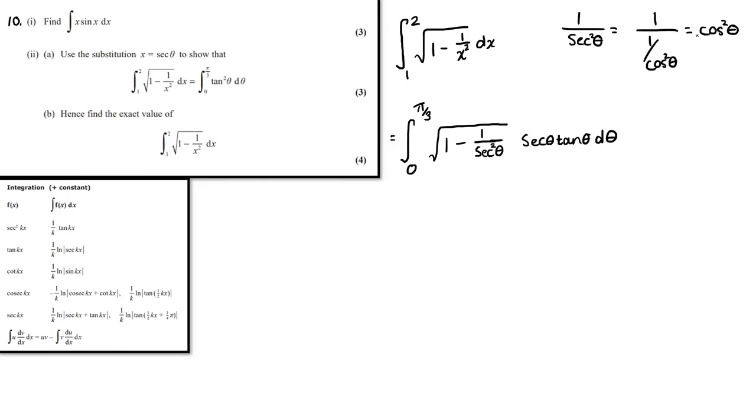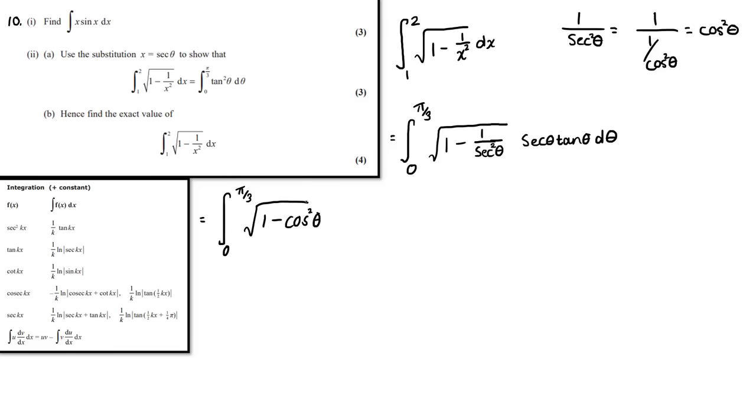Okay, so when we actually apply that here with this square root, 1 minus 1 over sec squared theta, this 1 over sec squared theta is just cos squared theta. So what I've got here now is the integral from 0 to pi over 3 of the square root of 1 minus cos squared theta.